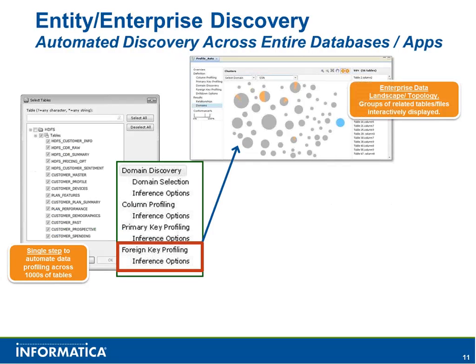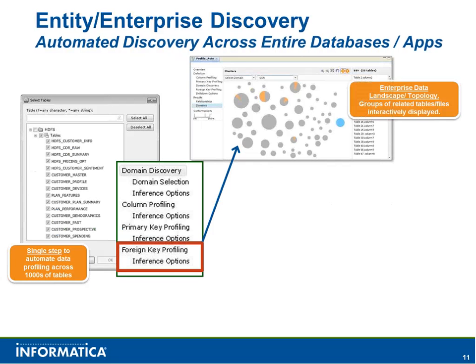And what we come back with, once it's run all of the profiles, is a diagram similar to this. This is our enterprise landscape or topology. It's groups of related tables and files that are interactively displayed. Each one of those circles on that diagram would refer to a separate schema or database.